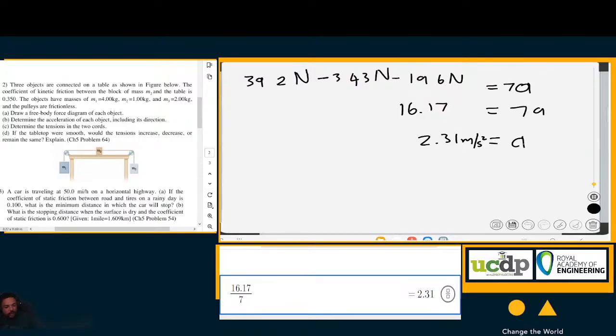So now we have the acceleration of the system. Okay? They asked us now in question C, determine the tensions in the two chords. So you need to determine T1 and T2. Determine the tensions in the two chords.